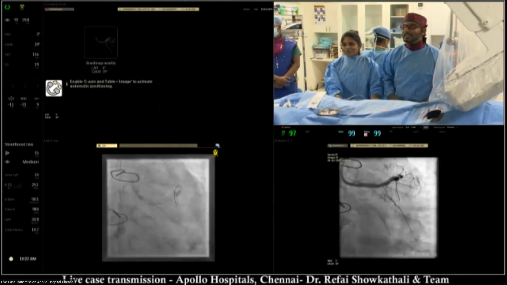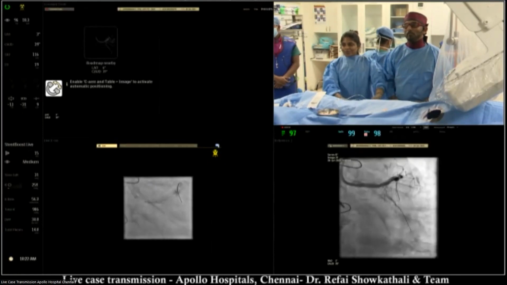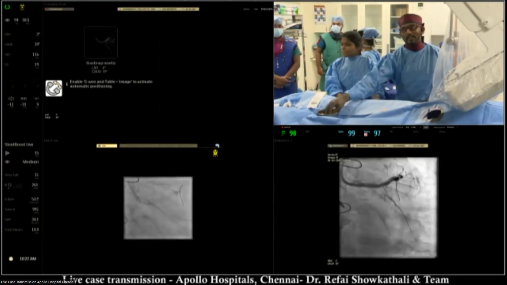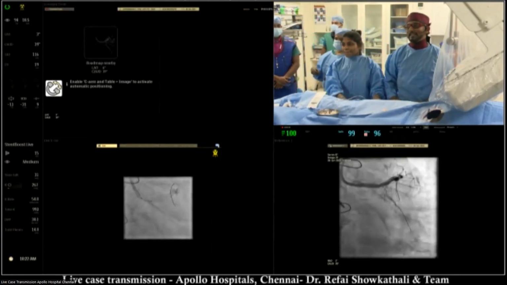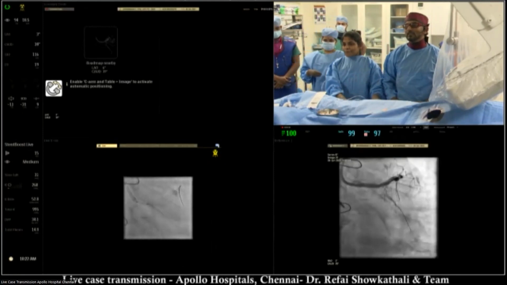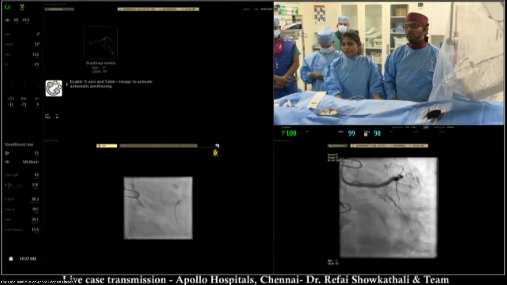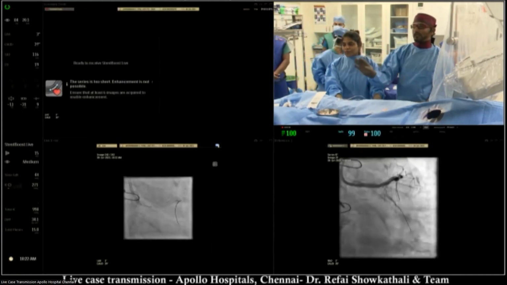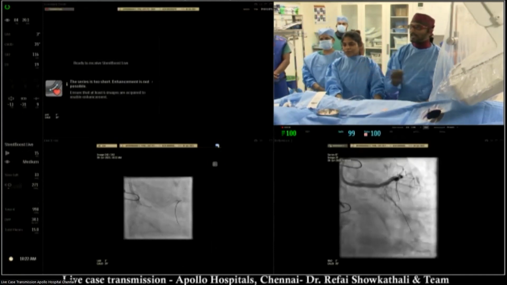There is a small OM at the top of the second OM where the graft is connected, and there is some flow. I never did a kissing balloon or anything. I just left the wire there, just to make sure there is some flow into the circumflex pre-PCI. I want that flow to continue post-PCI as well. That's the only logic behind it.